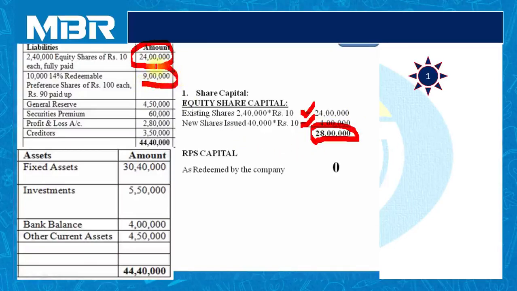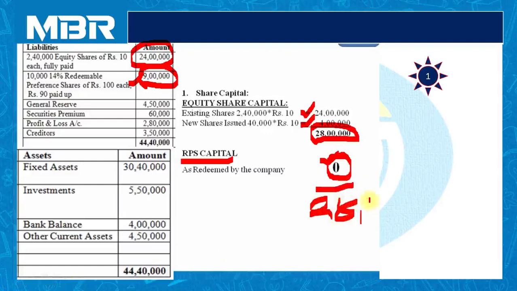On the other hand, we have RPS of rupees 9 lakhs. Don't forget, this entire exercise is for the purpose of redemption, that is, repayment to the RPS holders. So what is RPS capital after the redemption? Once you redeem, once you pay the amount to the holders of RPS, the balance of RPS capital in the new balance sheet is 0. So the total amount is 28 lakhs rupees for equity.